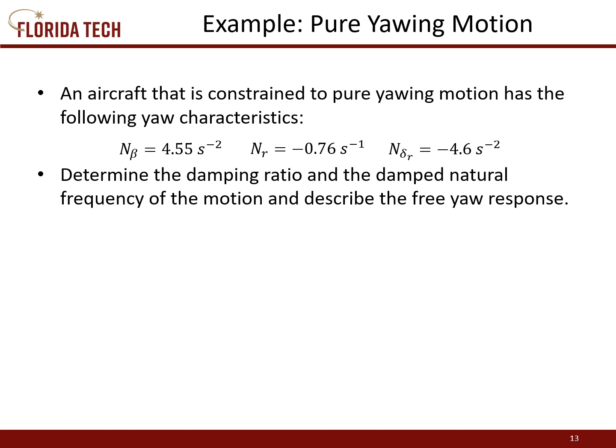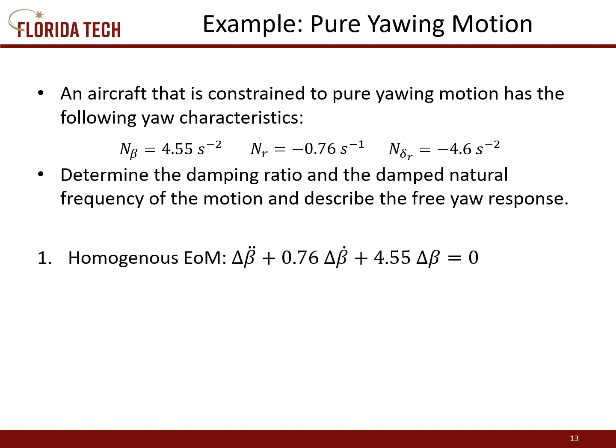Let's walk through another aircraft example. In this case, we're given N beta, NR, and N delta R, and our job is to determine the damping ratio and the damped natural frequency of the motion, and then describe the free yaw response. So our homogeneous equation given those parameters is shown here. There's the characteristic equation in terms of S, quadratic.